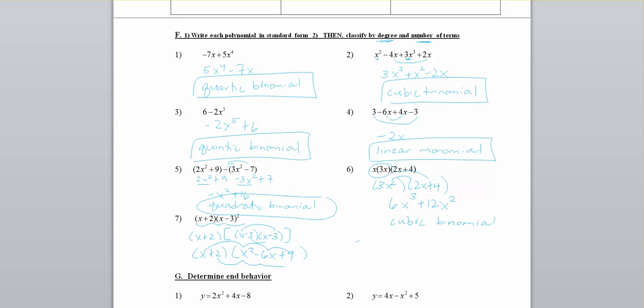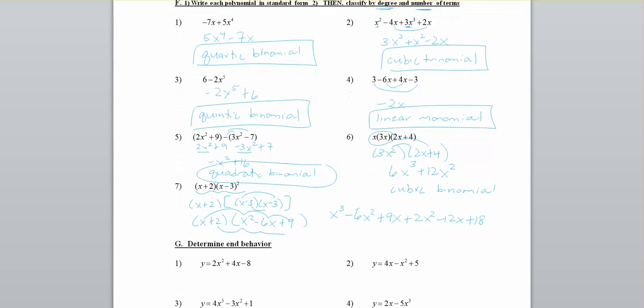So let me start with the x. X times x squared is x to the 3rd. Then I would get minus 6x squared plus 9x. If I take the 2 and multiply it by all terms, I would get 2x squared minus 12x plus 18. I need to put that together, and then I need to classify it.